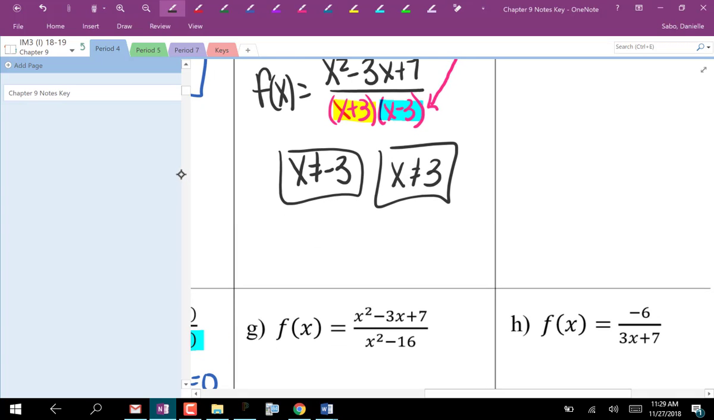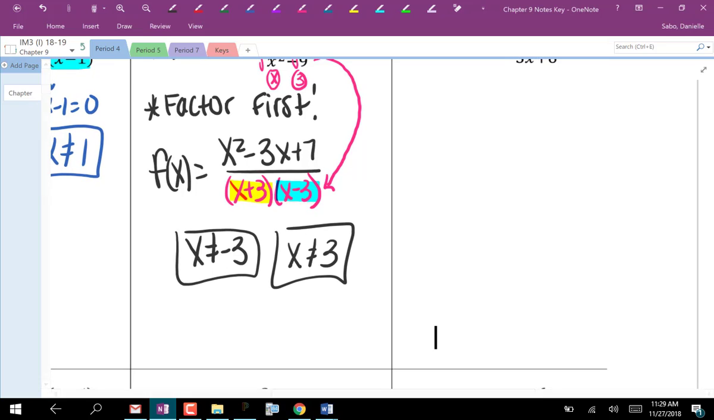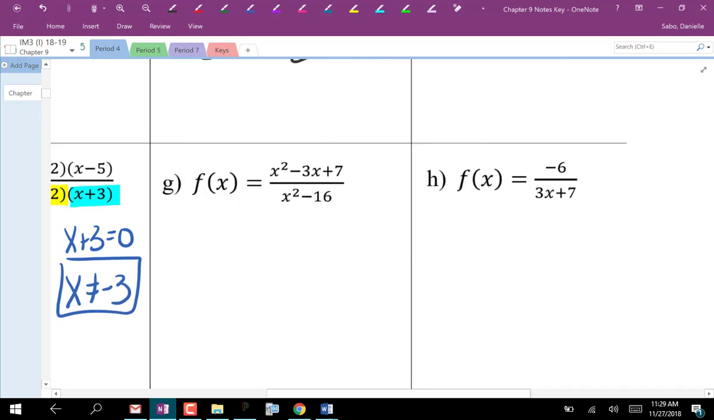I'll leave mine up there so you can use that as a guide. Just try to mimic that same exact problem for G.